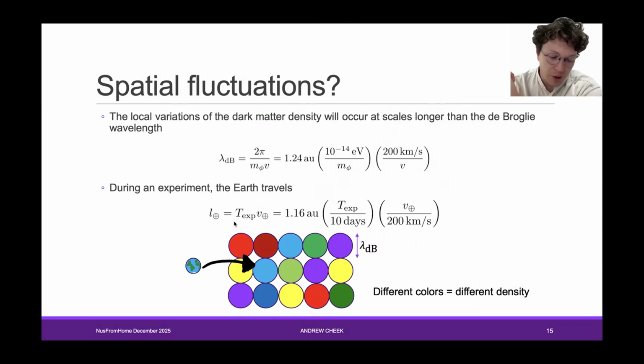Okay, so that was using time variations in the scalar field. What about spatial fluctuations? Local variations of the dark matter density will occur at scales only longer than the de Broglie wavelength, which is given approximately by this equation here. During any experiment, the Earth travels through the galaxy, and there's a crossing time given by this. If you imagine different de Broglie volumes which have roughly constant density because they're part of the same coherent de Broglie blob, then after you've traveled past the de Broglie volume, there will be random variations between de Broglie volumes.